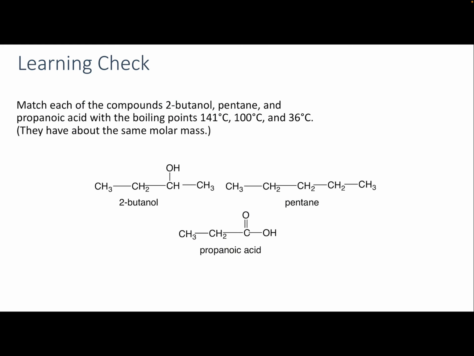Quick learning check. So match each of these compounds by name to the temperature at which they boil. So one of these boils at 141, one boils at 100, and one at 36 degrees. So pause it, give it a shot.